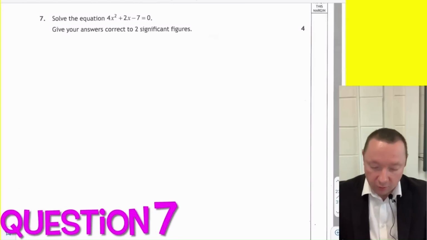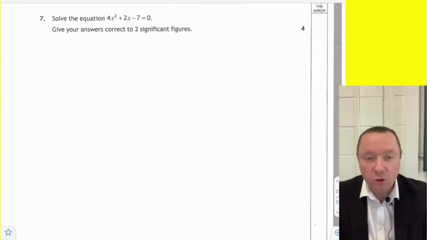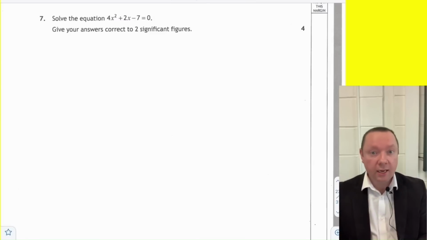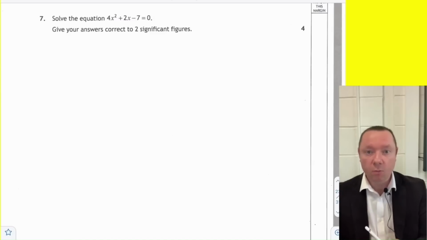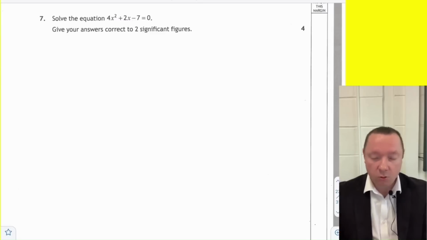Question 7, solve the equation 4x squared plus 2x minus 7 equals 0. Give your answer to two significant figures. Since it's telling me to round it and it's a quadratic, I know that I'm going to have to use the quadratic formula because it won't factorise if the answers need rounded. So we're going to check the start of our exam paper again, find the quadratic formula.